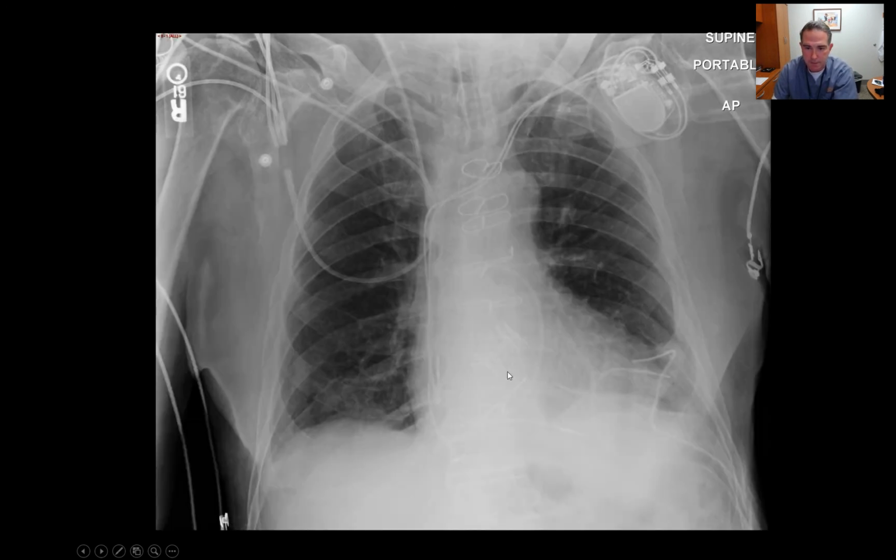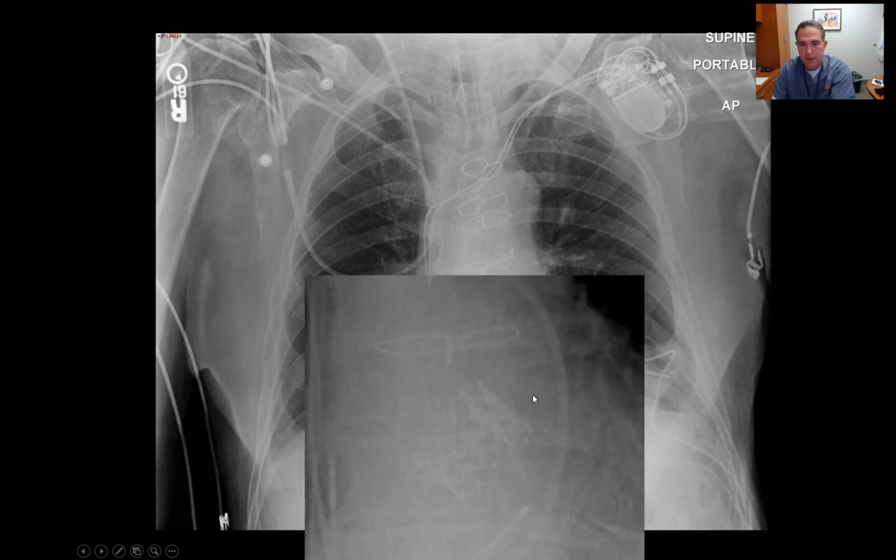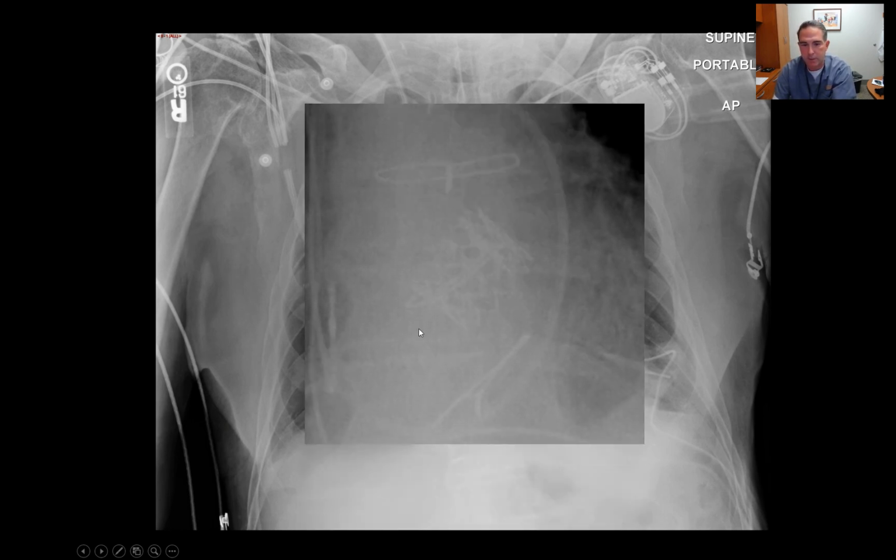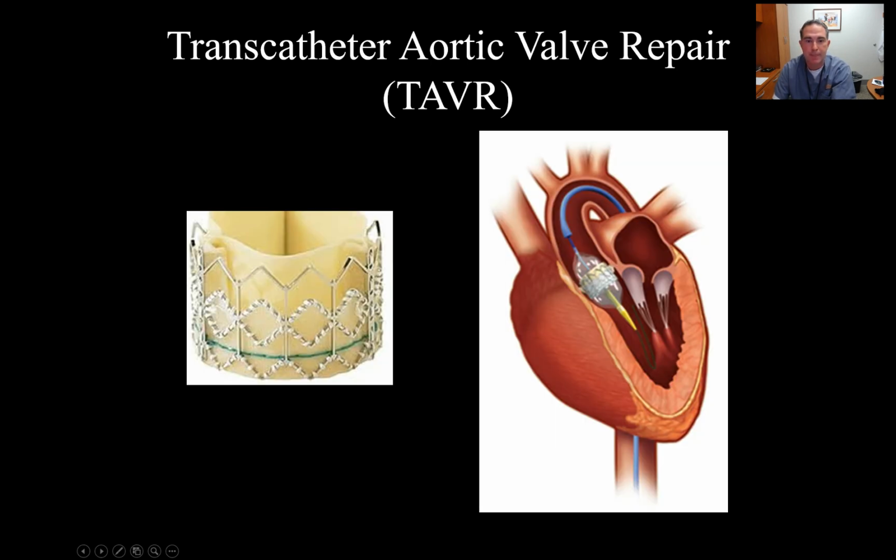This is an endovascularly placed aortic valve, just so you know what that looks like. That's a graphic of that.